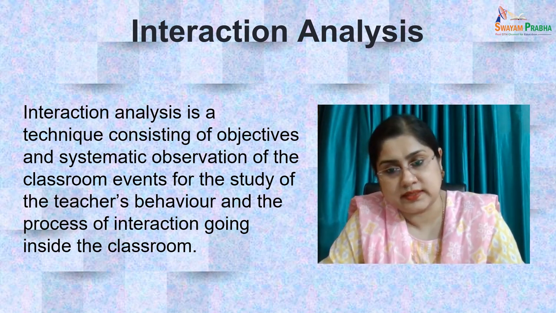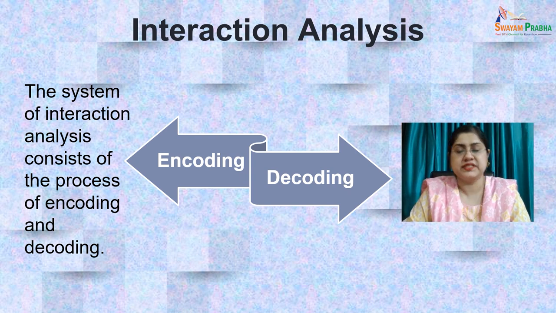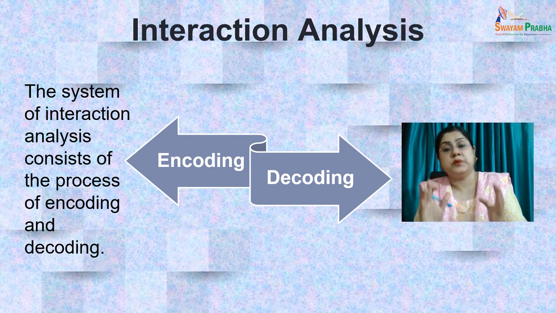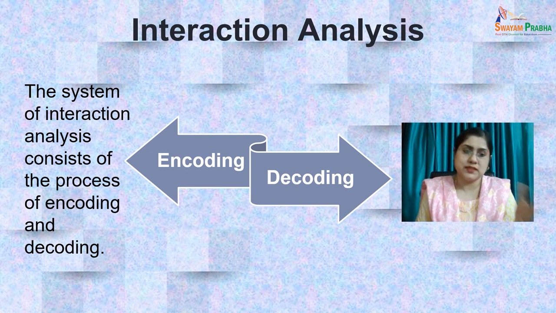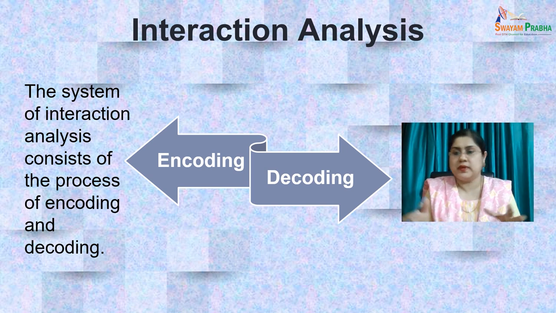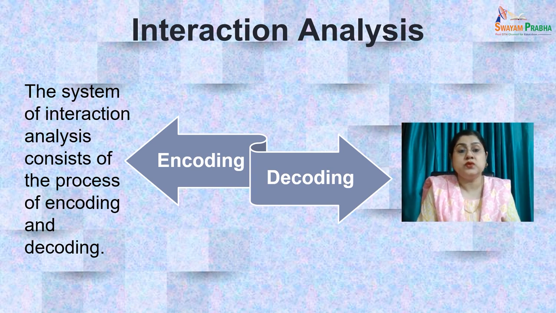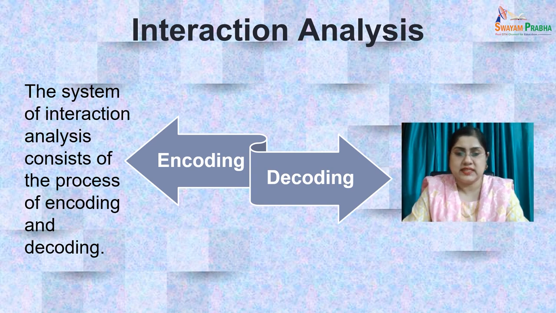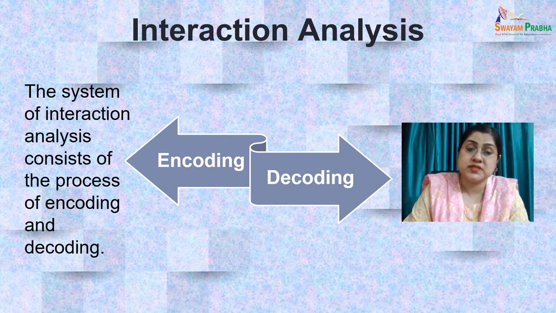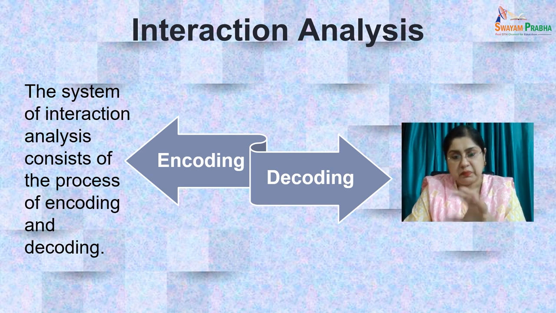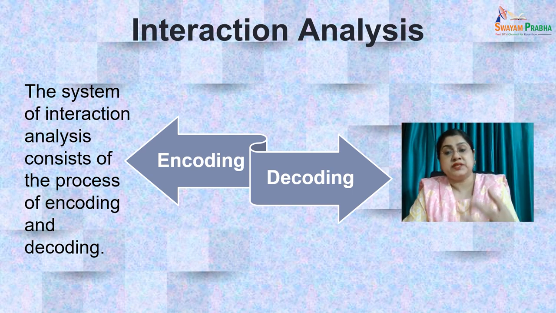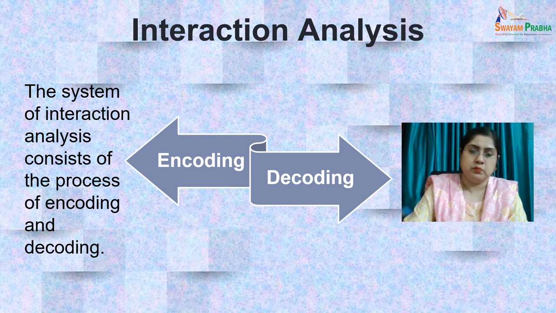A system of interaction analysis essentially consists of the process of encoding and decoding. Wherever there is encoding, the next will be decoding. While encoding helps in recording the classroom events in a meaningful way, decoding is used in arranging the data into a useful display and then analyzing the results in order to study the patterns of teaching behavior and the classroom interactions happening at the time of teaching by this particular teacher.